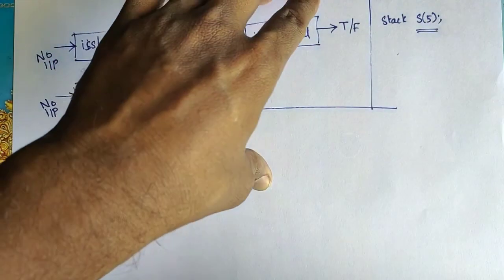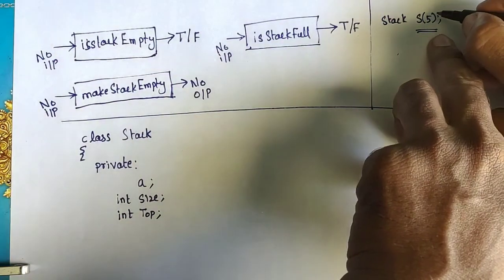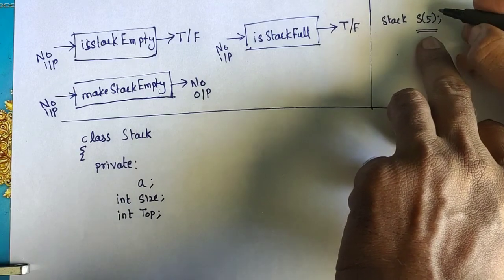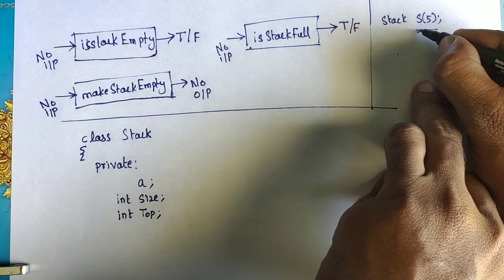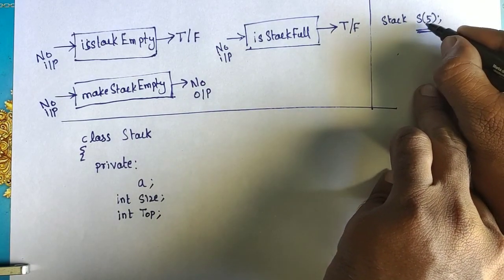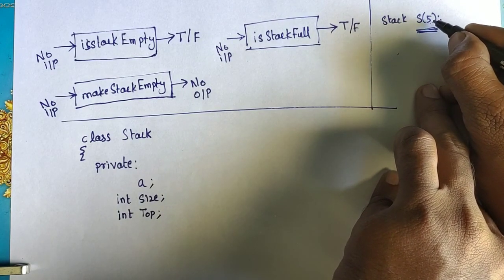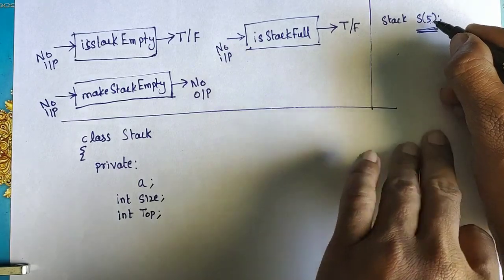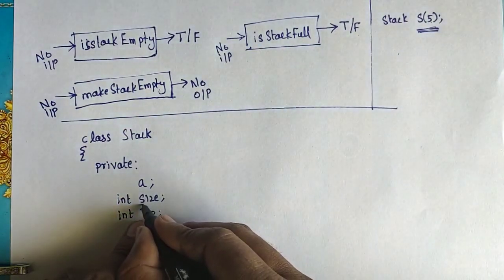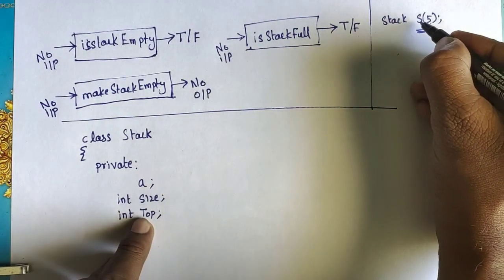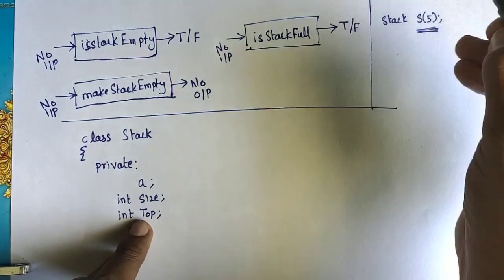Create like this. It means that the maximum size is going to be given at the time of the object creation. So the maximum size is 5 or 10 or 20 or something. So the size is going to be filled at the time of the object creation.